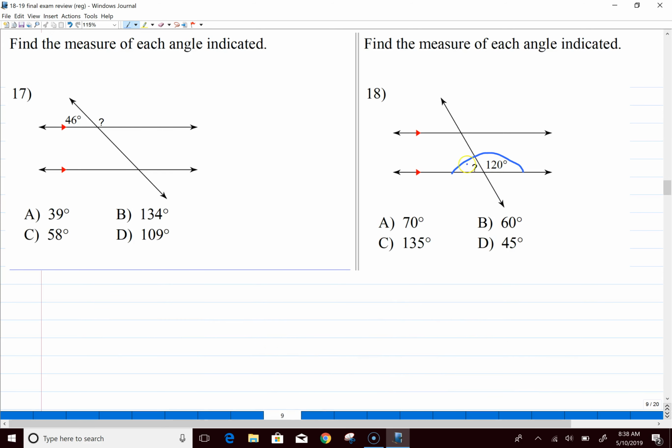So over here, if the whole thing goes 180 and I already have 120, then I would do 180 minus 120 to find the leftover piece. When you subtract it, you'll get 60. So this is 60, because 60 plus 120 gives me the 180, because the whole thing is 180 for a line.